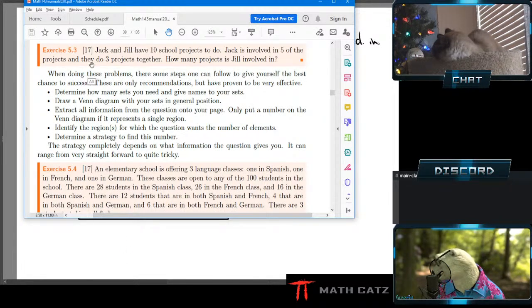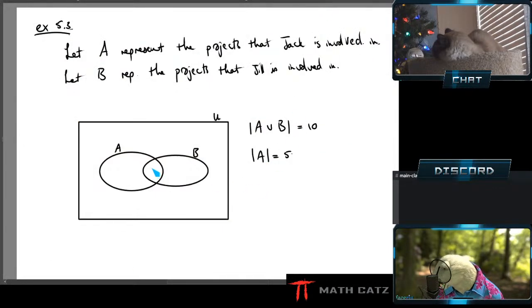And then they say they do 3 projects together. Now that is only this guy. I don't want to get too cluttered up here. If I have a choice and the opportunity to put a number in, I'm going to put it. And because this 3 represents only the projects they do together, there is no downside to putting it in. It's equivalent to writing the intersection is 3. But because I already have it in, I don't need to double up on the information. It just needs to be somewhere out of the paragraph that they give me.